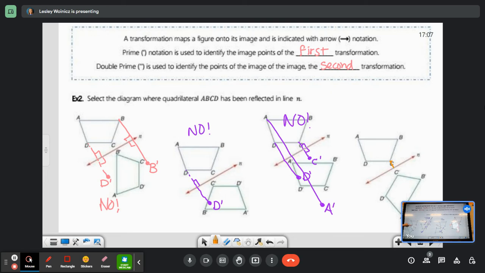same perpendicular distance away. There's our C prime. Okay, here for B, B maps onto B prime. Perfect. Same perpendicular distance away. A maps onto A prime. And same thing for D. D maps to D prime. So this is the winner. Yes.